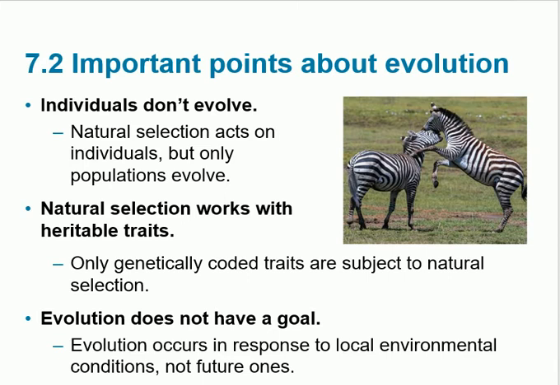So natural selection, even though it acts on individuals, what's evolving is a population, not one person is evolving. This population, like bacteria, antibiotic resistant bacteria, this whole population is evolving, right?